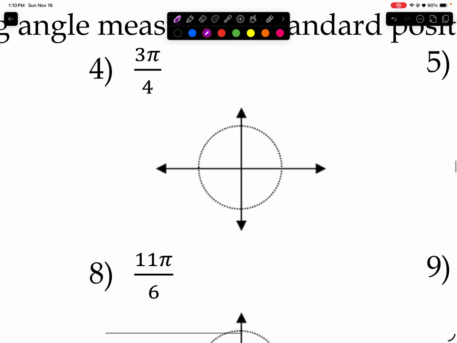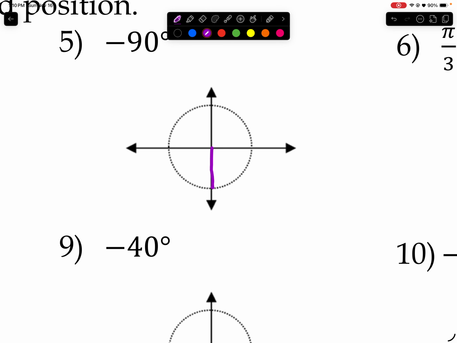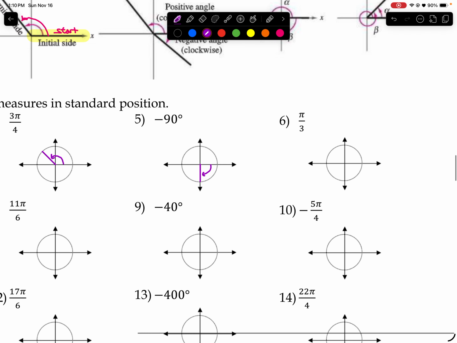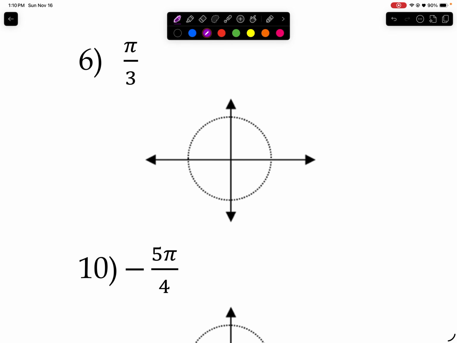Then negative 90 degrees, that's going to be going straight down from 0 in standard position. So your arrow, you're going to start it in standard position and then go clockwise to the terminal side. And then pi over 3, that's going to be in quadrant 1. So that's going to be up here a little bit closer to pi over 2, which is 90 degrees. And then you're going to draw your arrow going up.